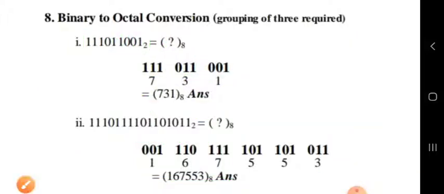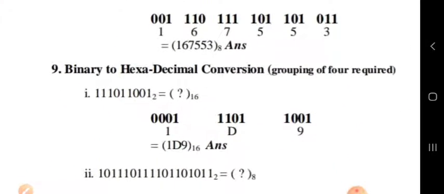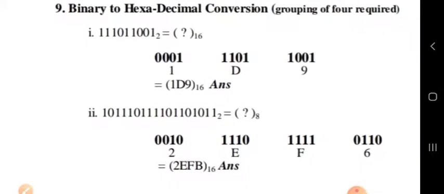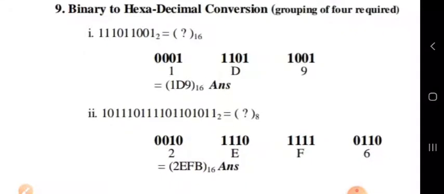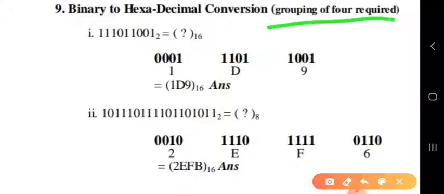The same procedure we'll do with hexadecimal. Now you see. To convert any binary number to a hexadecimal number, the simple procedure is what? First of all, grouping of 4 is required. In octal, we were making groups of 3, but here groups of 4 are required. Now see, this is my number.